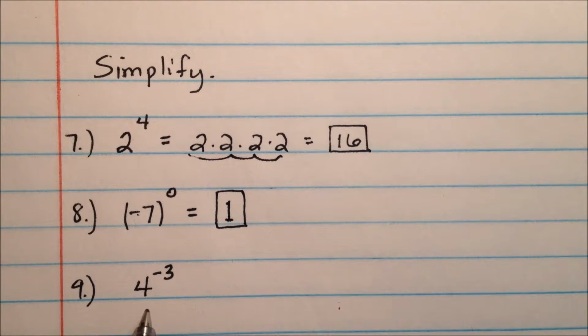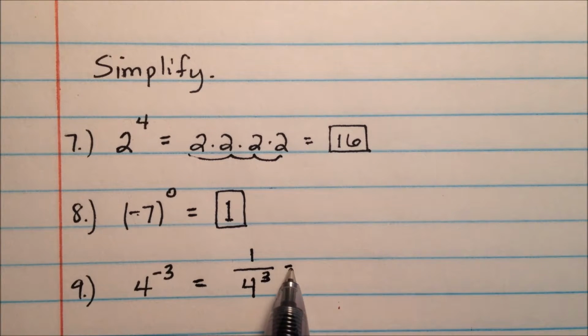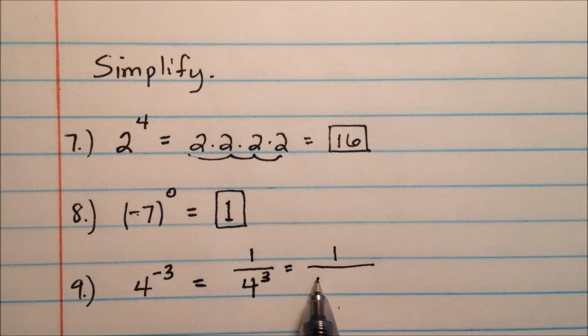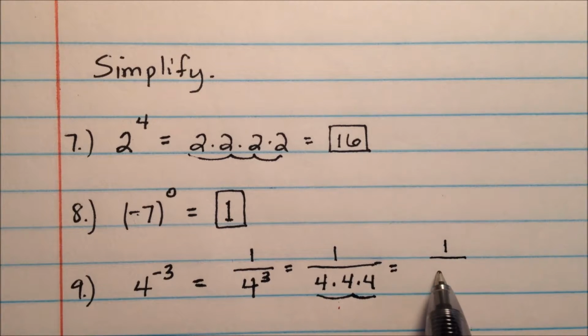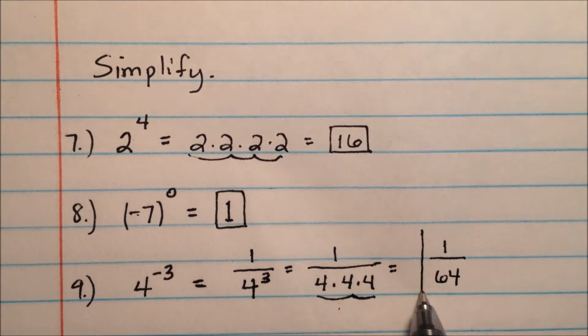Okay, the next one here is 4 to the power of negative 3. When we have negative exponents, recall, we need to take the reciprocal and we can make it a positive exponent. So instead of being 4 to the negative 3, we're going to have 1 over 4 to the positive 3. And then we can write that in expanded form. We can say 1 over 4 times 4 times 4. 4 times 4 is 16, times 4 more is 64. So this answer will be 1 over 64.